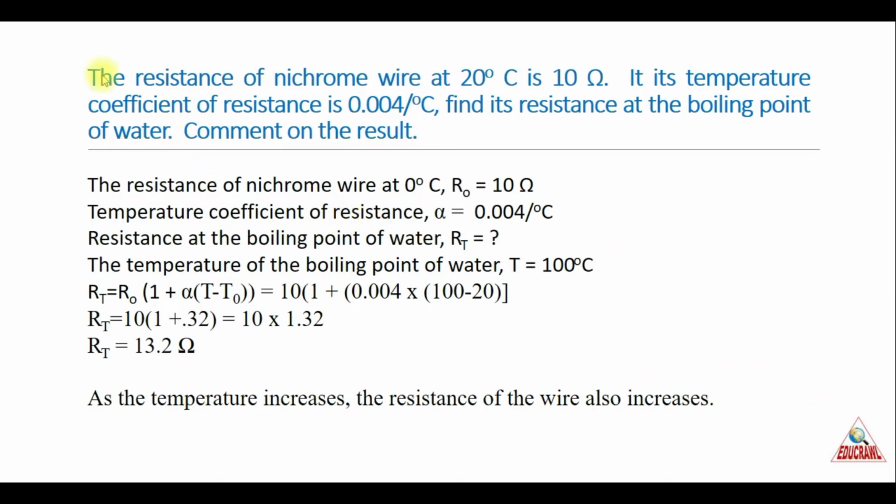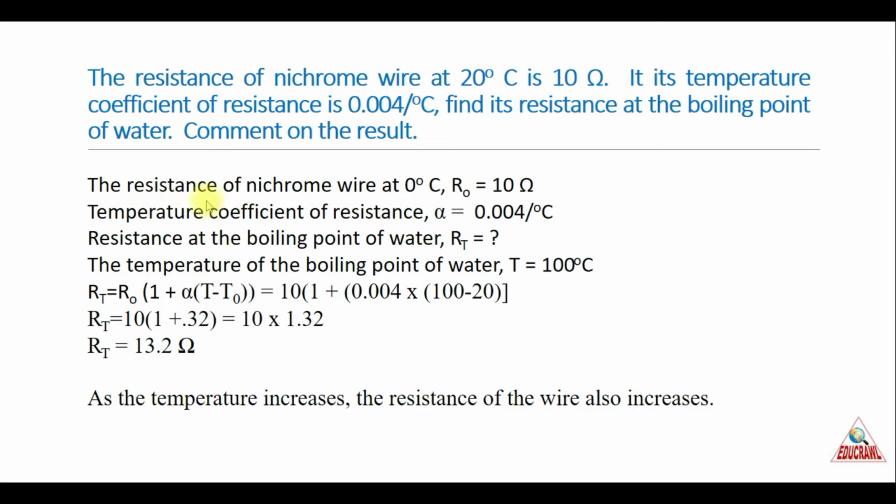The next problem. The resistance of nichrome wire at 20 degrees Celsius is 10 ohm. Its temperature coefficient of resistance is 0.004 per degree Celsius. Find the resistance at the boiling point of the water. We know the boiling point of water as 100 degrees Celsius. Our problem is to find the resistance at 100 degrees Celsius.